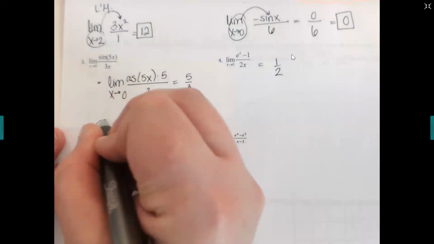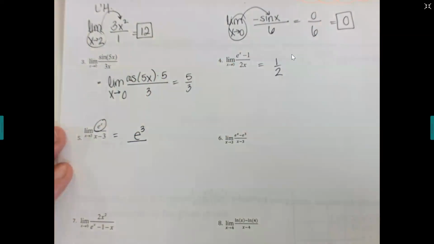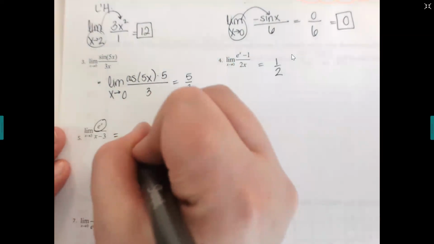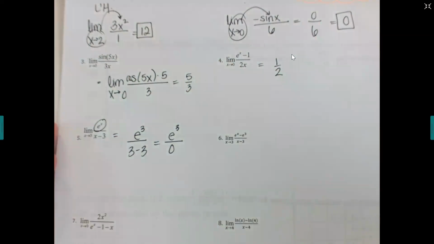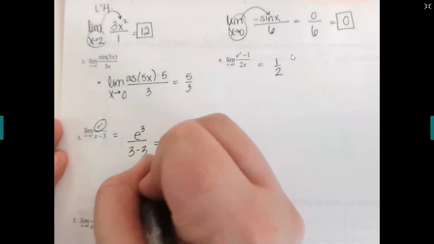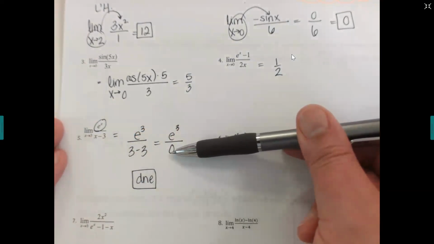When you plug in 3, what do you get on top? e to the 3. Even though you might not know what number that is, is it a 0? No. And then on the bottom, I plug in 3 minus 3, so I get e cubed over 0. That's not indeterminate form. It has to be a 0 in both spots. So what is our conclusion from this? DNE, very good. The DNE comes from the fact that if there's a divide by 0 in the bottom that doesn't cancel out, that means you have a vertical asymptote.